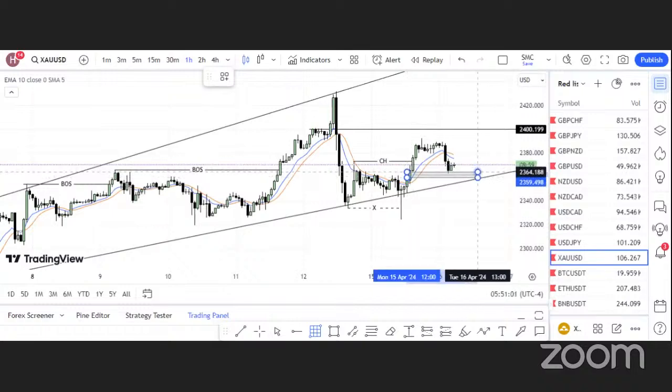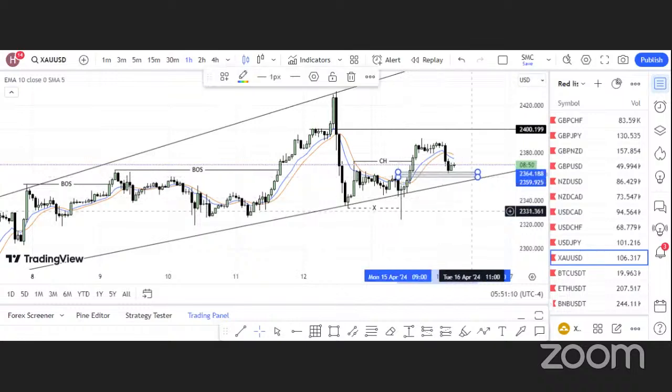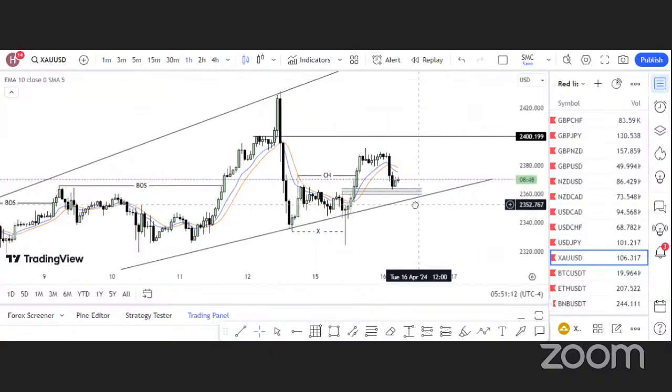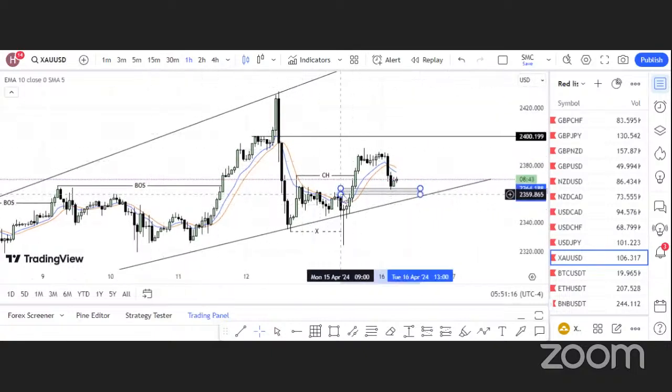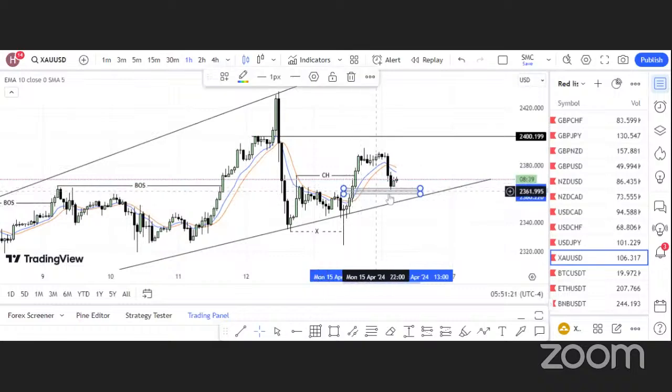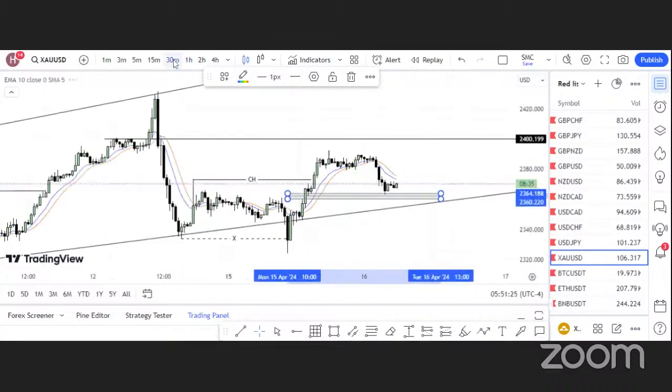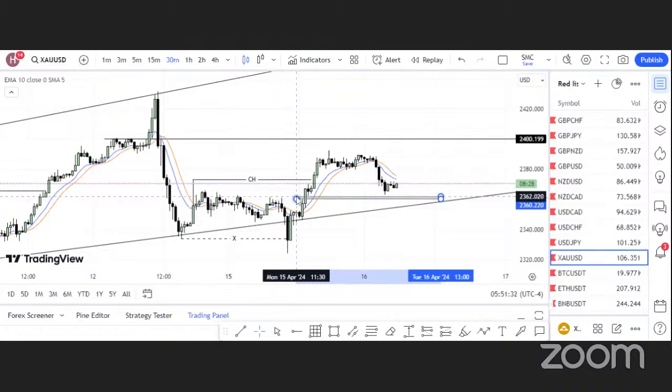I'll give you the complete guide of how to analyze the market using the smart money concept way. All right. So for XAUUSD gold on the 1 hour time frame, as you can see here, we have a fair value gap, and the market is currently respecting the fair value gap. Now let's go to the 30 minutes time frame.